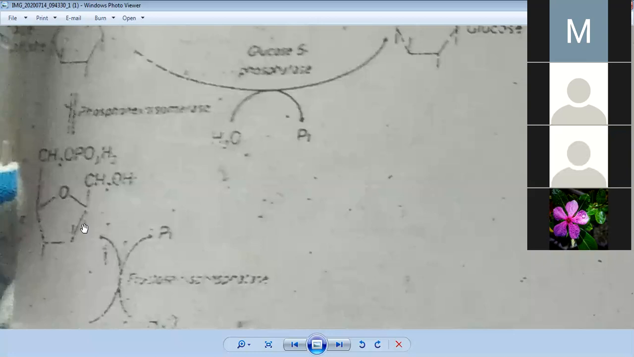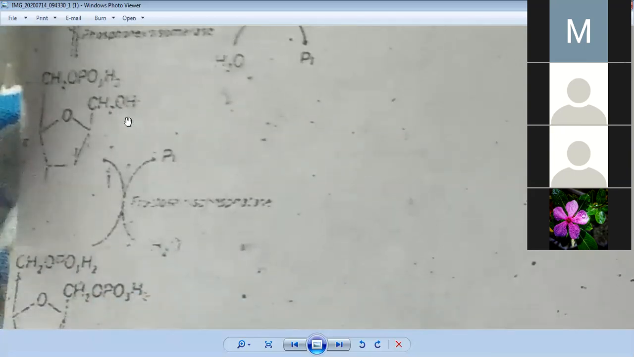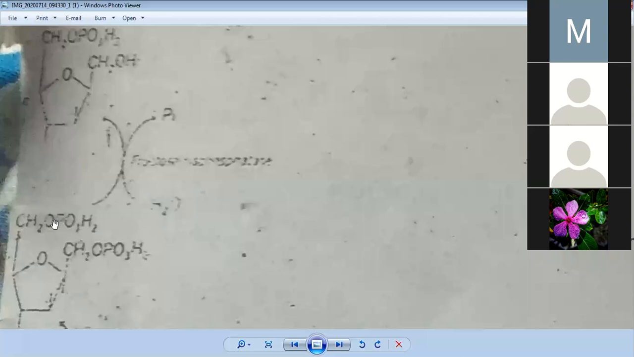Isomerase. Yes, correct. So this is phosphohexo isomerase. As there is a phosphate group and the carbon number is 6, this is why it is known as phosphohexo isomerase. This is the second reaction. Now the third reaction. Fructose 6-phosphate will be converted into fructose 1,6-bisphosphate, and here also one ATP will be converted into ADP.